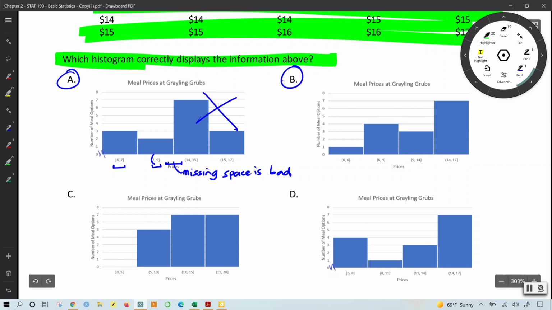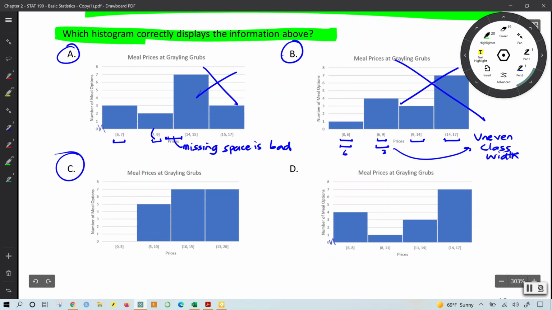Option B, rather, you have 0 to 6, and then above 6 to 9, then above 9 to 14, and then above 14 to 17. This almost seems good, except for something. From 0 to 6 seems to have a greater width of about 6 compared to 6 to 9, which is about 3. So in this option, we have uneven class width. That makes this histogram bad.